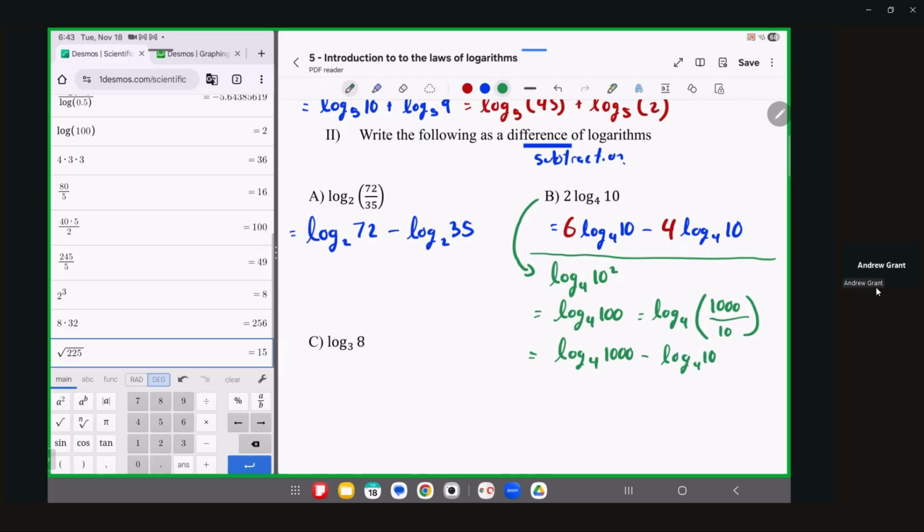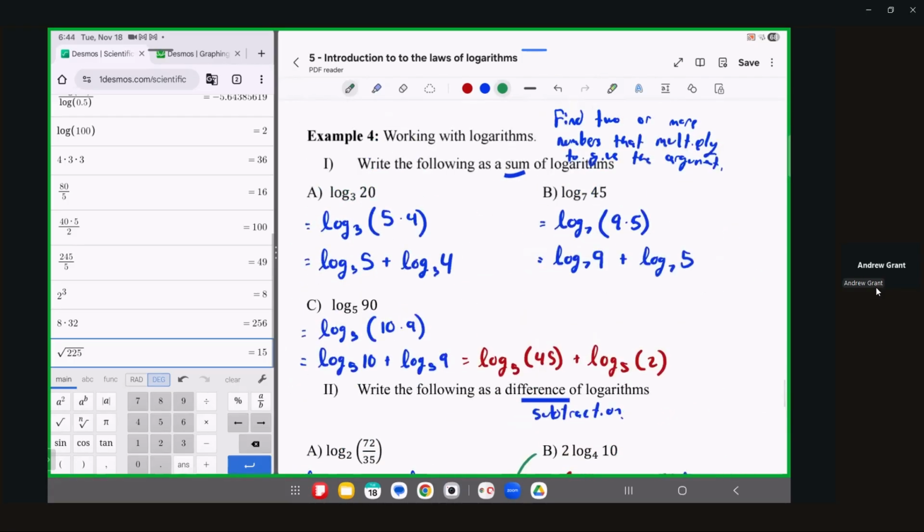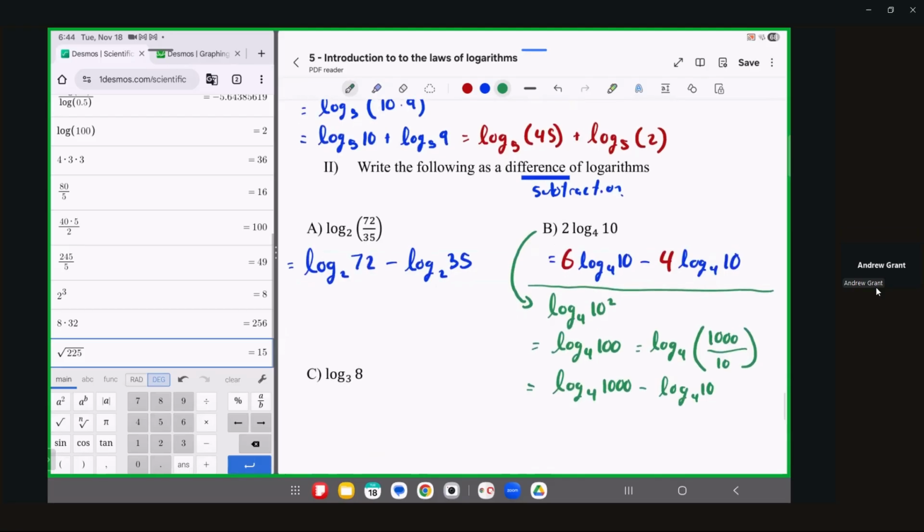And admittedly, it's much more difficult to think of the difference of logarithms, because trying to think of 2 numbers that multiply to make 20, 90, or 45 is much easier than thinking of numbers that divide to give you 100. But alas, the book does have you practice these.